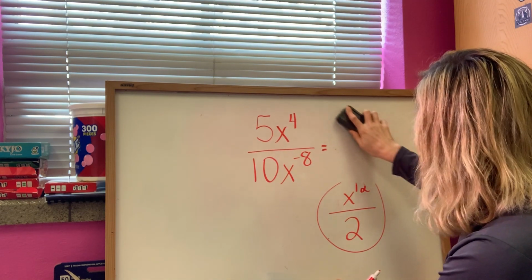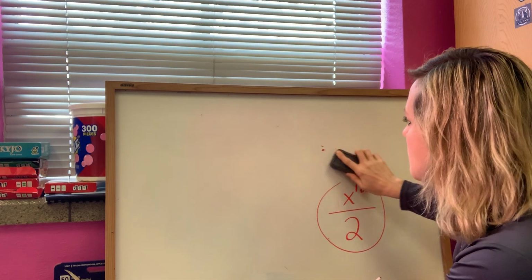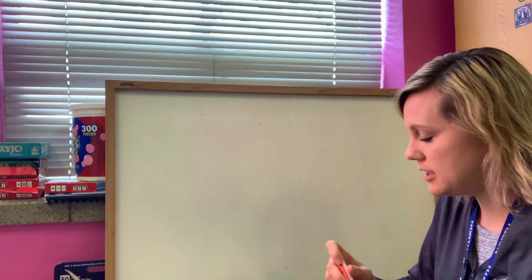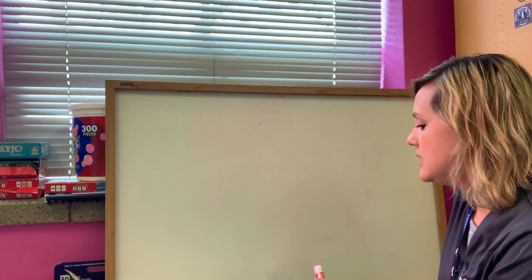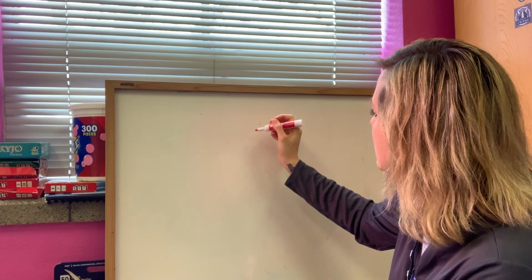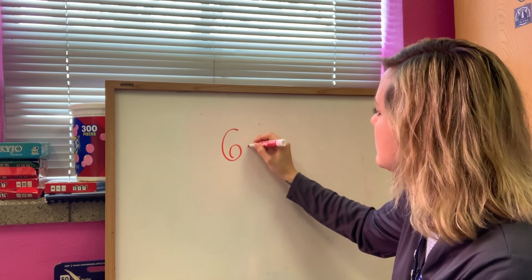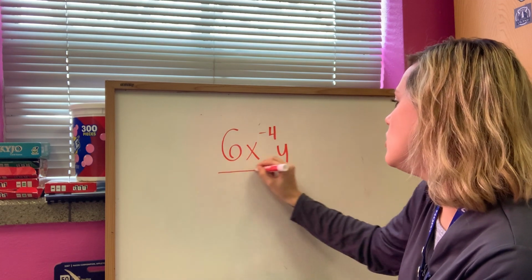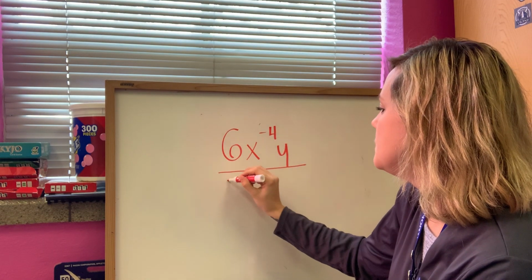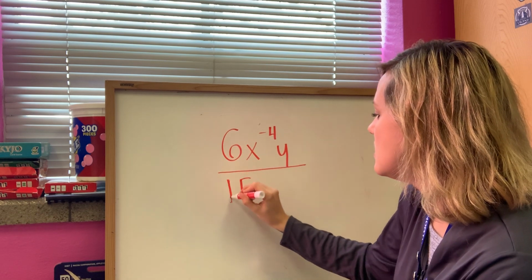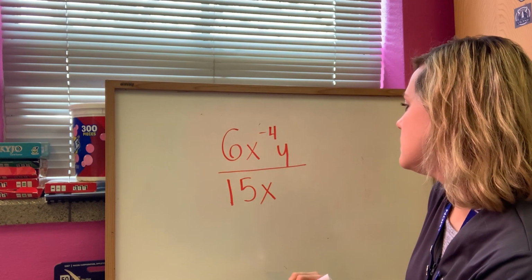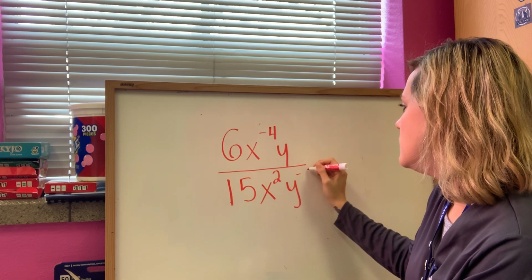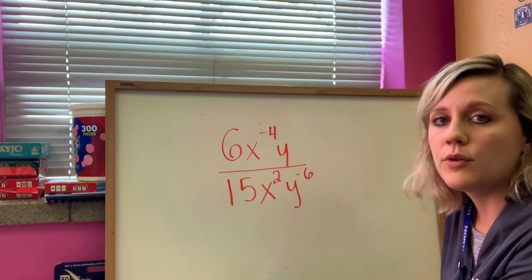Okay, let's try it. Let's practice some of these. So if you want to pause the video after I write the problem and try and do it yourself, that would be good practice for you, and then you could unpause to check your answer. So let's say 6x to the negative fourth, y over 15x squared y to the negative 6. Okay, we have a lot going on right here.